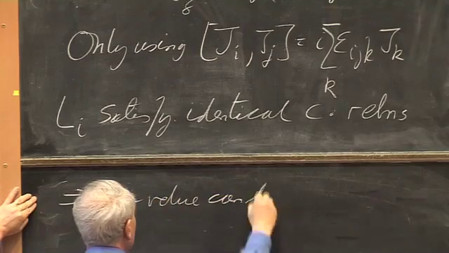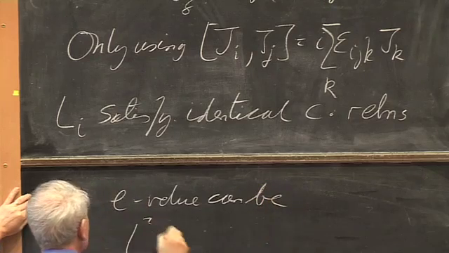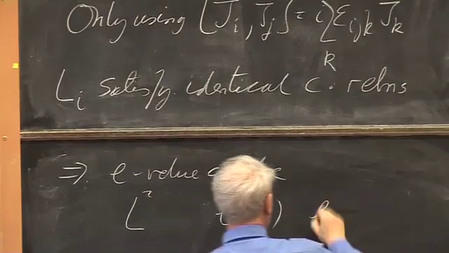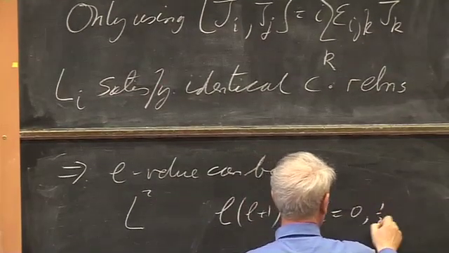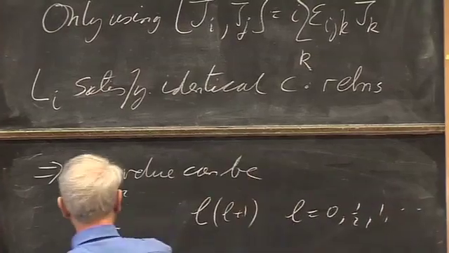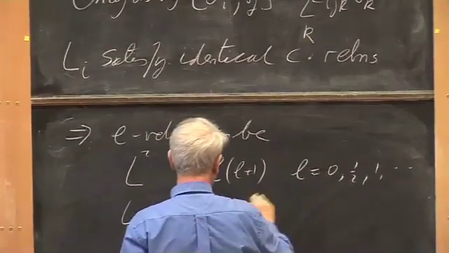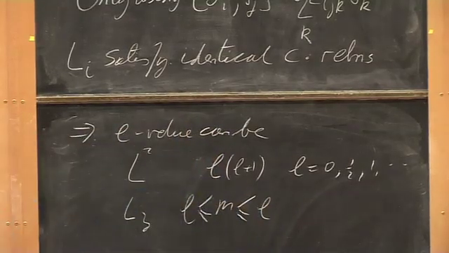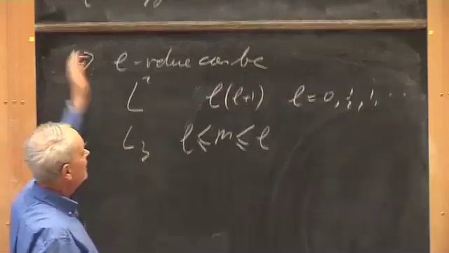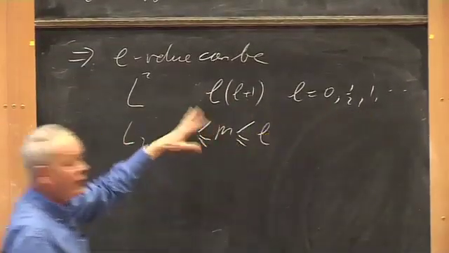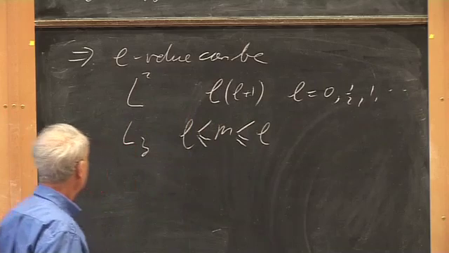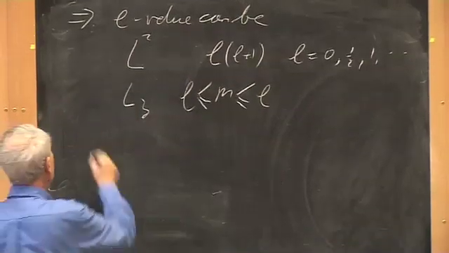can be L squared has numbers like L(L+1), where L could equal 0, a half, 1, and so on, and Lz has m lying between L and minus L. But then we think, so these are the candidates, no other numbers are possible than those numbers, right? That's what that argument shows. Are all those numbers possible? No, for the following reason.